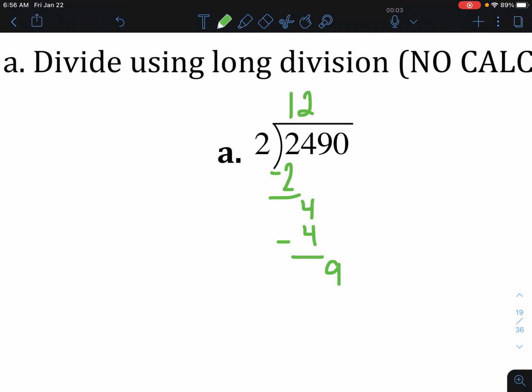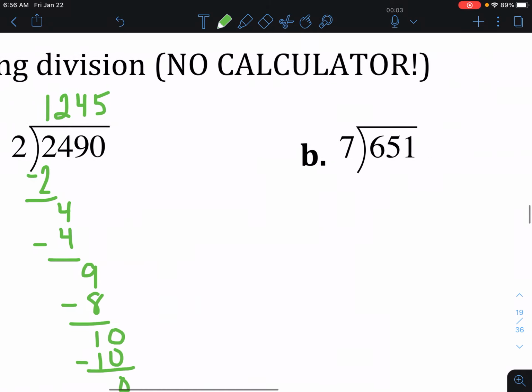2 goes into 9, not evenly, but it goes in 4 times to make 8. So 4 times 2 is 8. And then 9 minus 8, bring down a 1 and bring down your last digit, which is the 0. Then 10 divided by 2 is 5. 5 times 2 is 10, and we don't have a remainder. So our answer is 1,245.